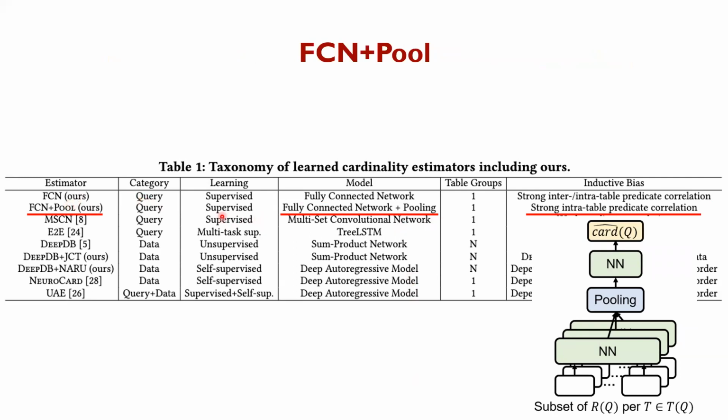FCN is found to be more accurate than MSCN on single table datasets because FCN better captures correlations. However, MSCN performs well on large databases because it has a fewer number of parameters and is less prone to overfitting. To take their benefits, we implement this FCN plus pool model. We use FCN per table and pool across tables to capture the intra-table correlations well, but not to increase the number of parameters.